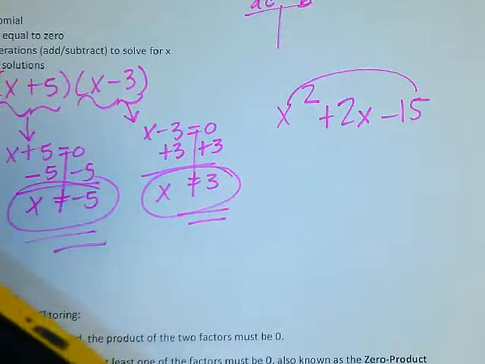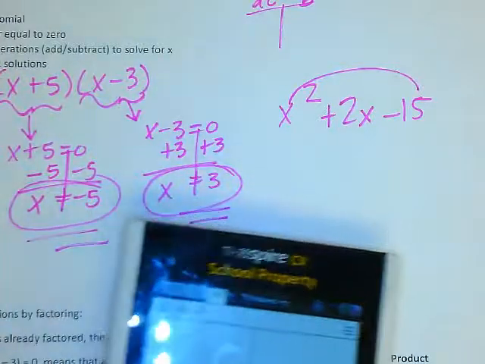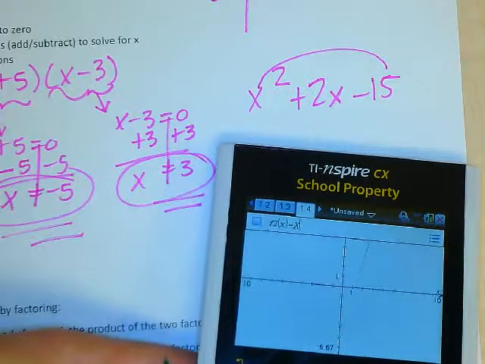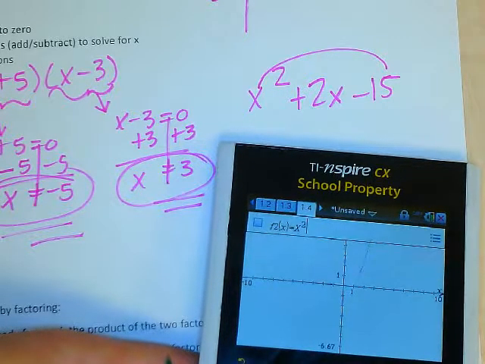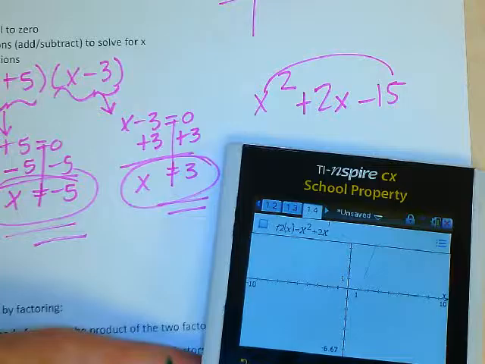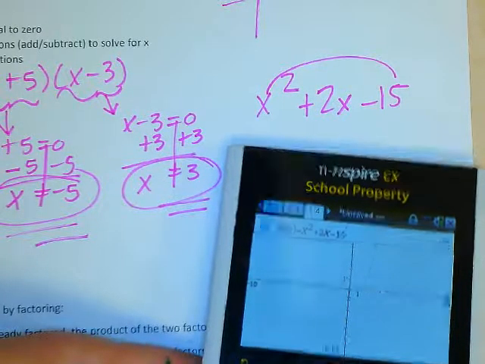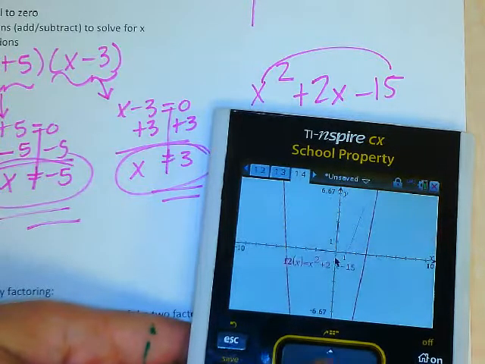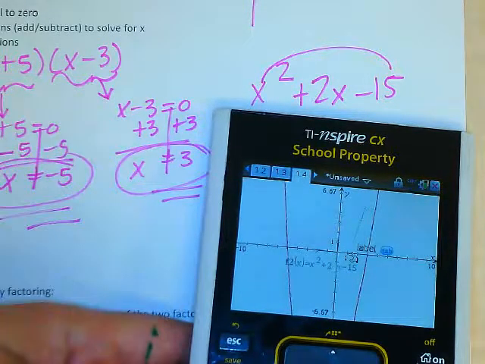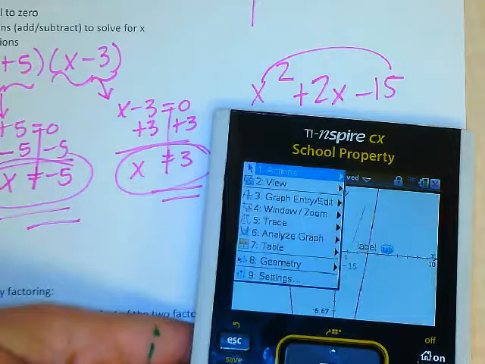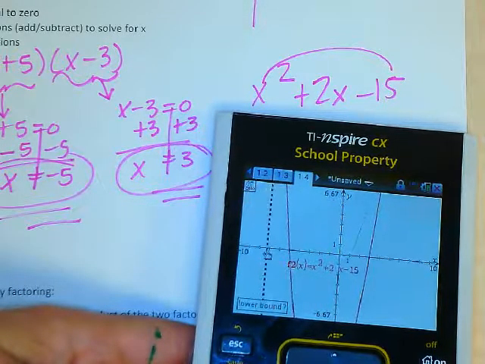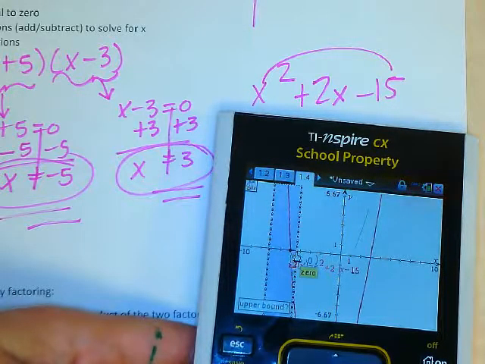Okay, so to use the calculator, we are going to go to graph. Okay, you can graph the original quadratic equation. And here it is, and then you can get your zeros. Here's one and here's the other to double check your work here. So if I go to menu, analyze, and 0, I can get my zeros here.